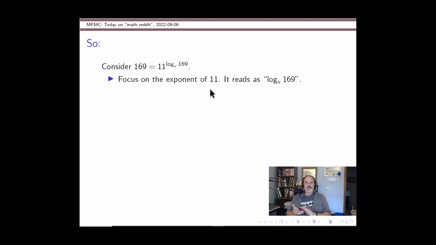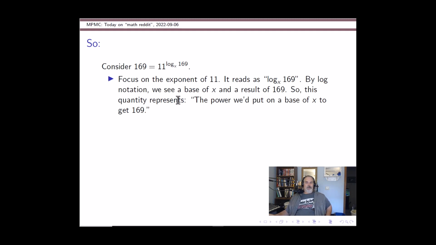There's a base of x and a result of 169. Log base x of 169 says, here you go. This value is the exponent that would go on x to give us 169. Okay? That's a quantity, the power we'd put on a base of x to get 169. That's what this means.